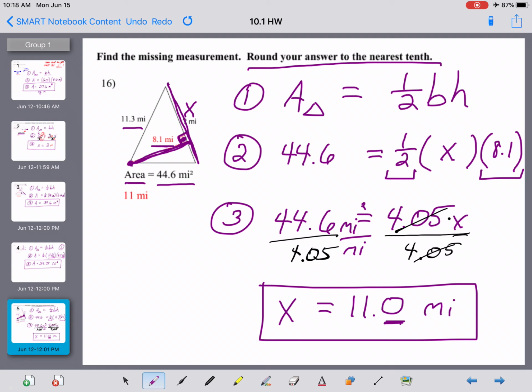All right, guys, that is 5 of the 16 problems on the 10.1 homework. Let's give the rest a try and see how you do. Please post if you guys have any questions, and I'll work out those and post that as well.